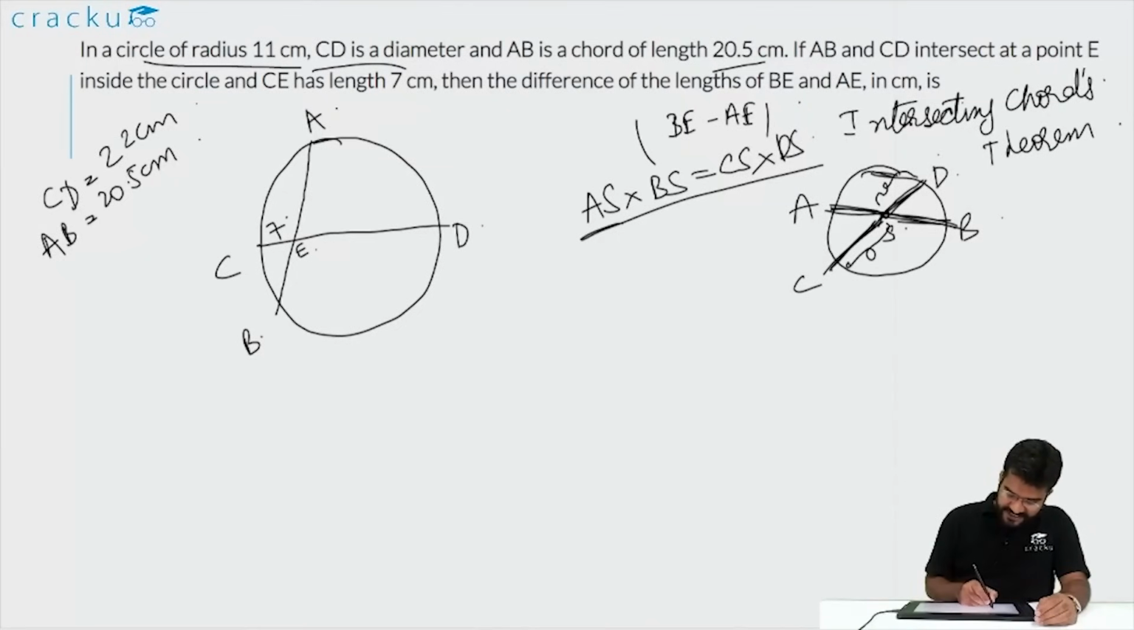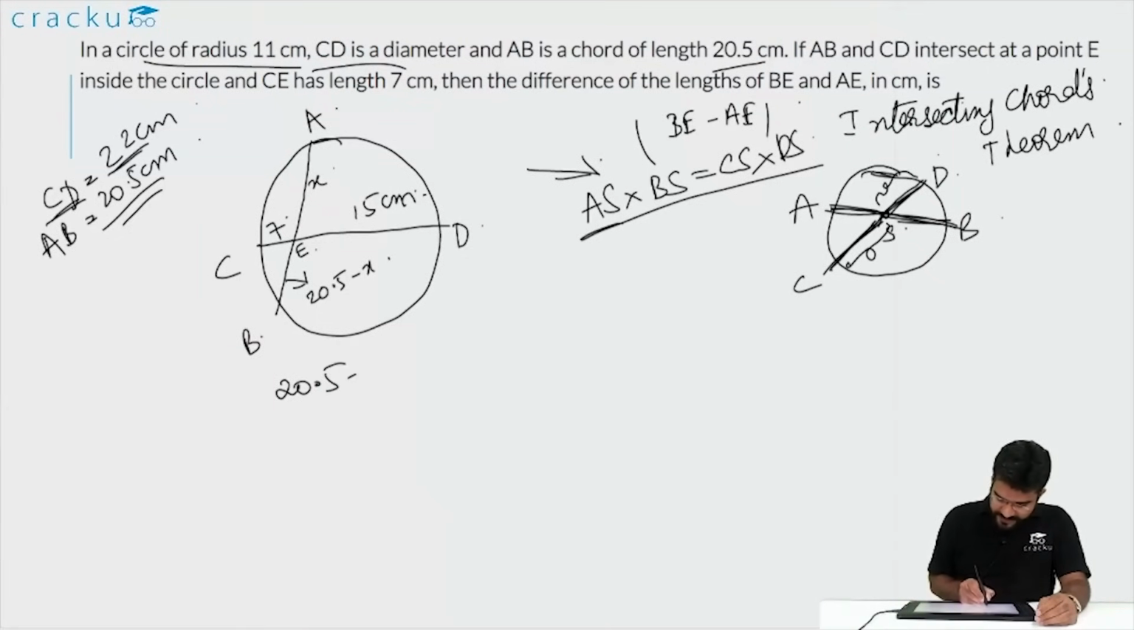So once we know that CE is equal to 7 centimeters, we know that DE is equal to 15 centimeters. We know the length of DE because we know the length of CD. It is equal to 22 centimeters, so DE is equal to 15. Let us assume that the length of AE is equal to X, so the length of BE will be equal to 20.5 minus X, because we know the length of AB. Now using the intersecting chords theorem, it would mean that (20.5 minus X) into X is equal to 7 into 15.